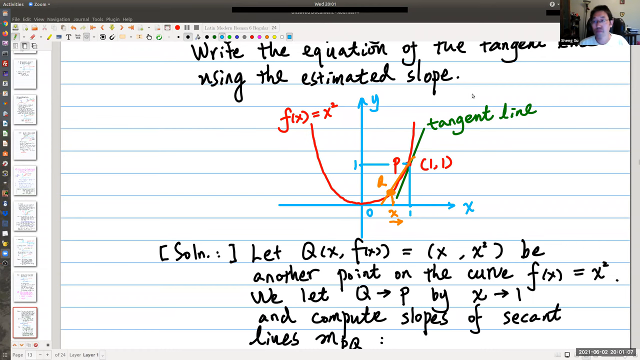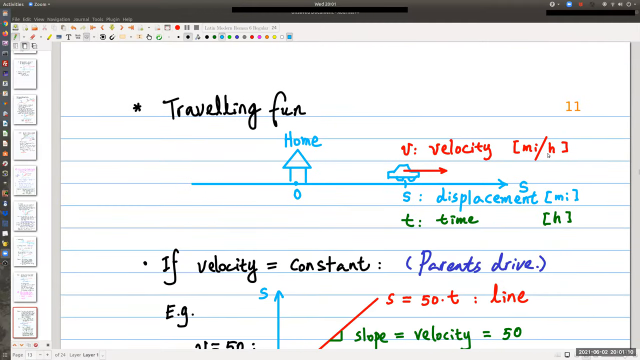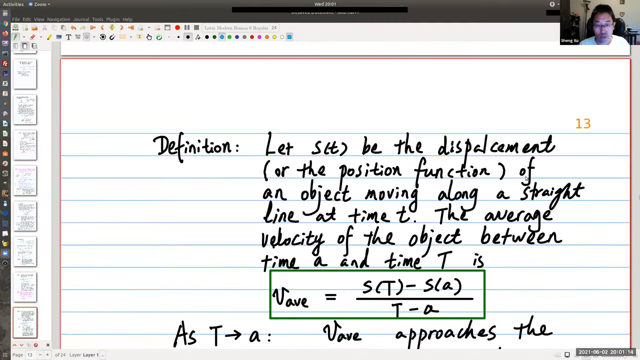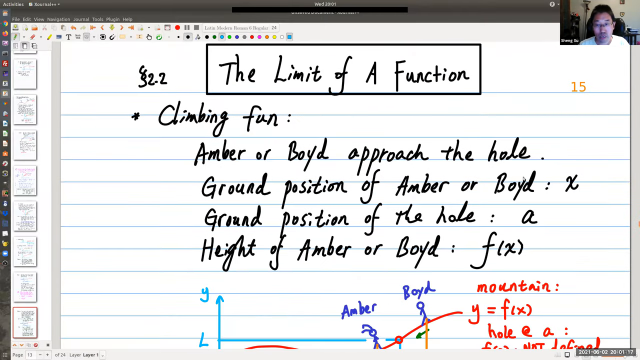So let me start. Where are we? Right here, right? The limit process. Okay, so in my preview of calculus, in both problems, we apply the so-called limit process. So the second part of today's lecture, we are going to take a detailed look at the limit, okay?